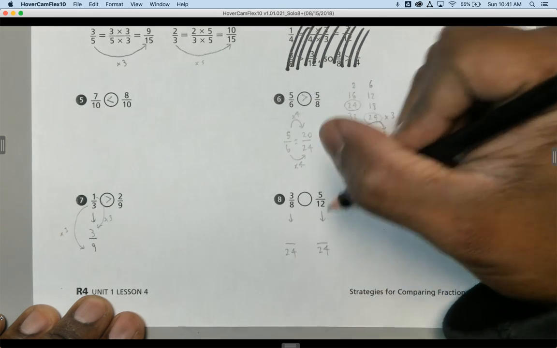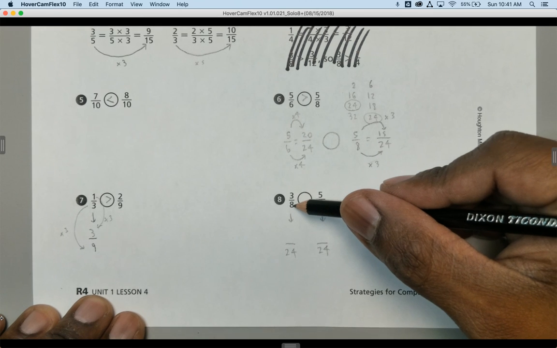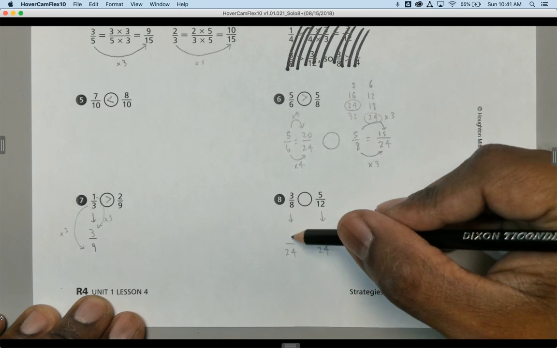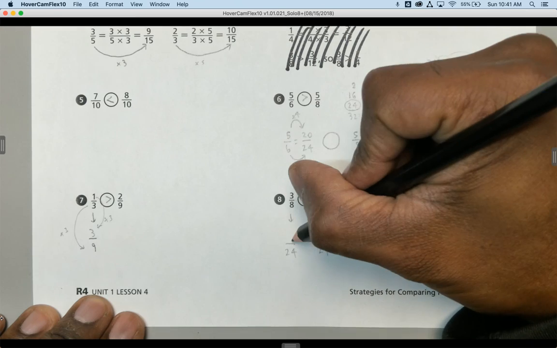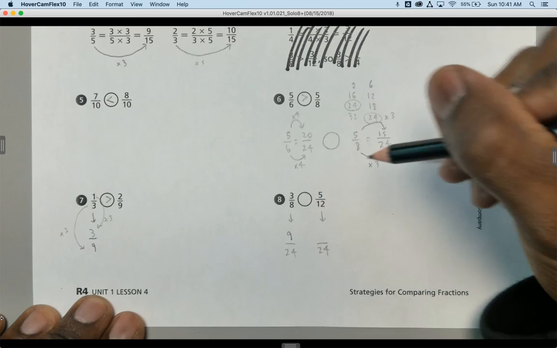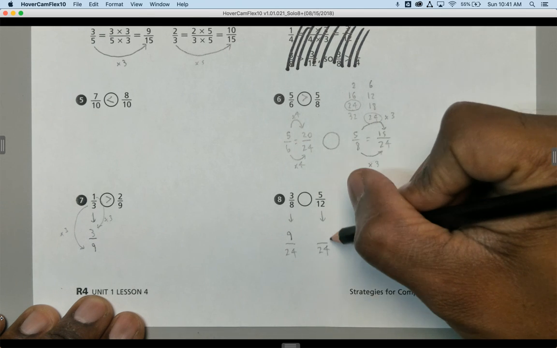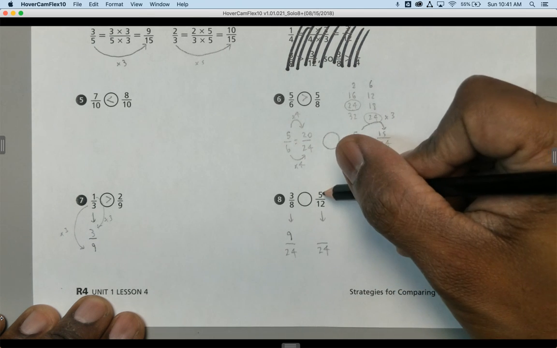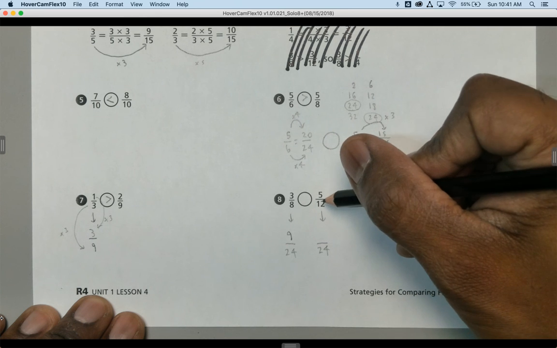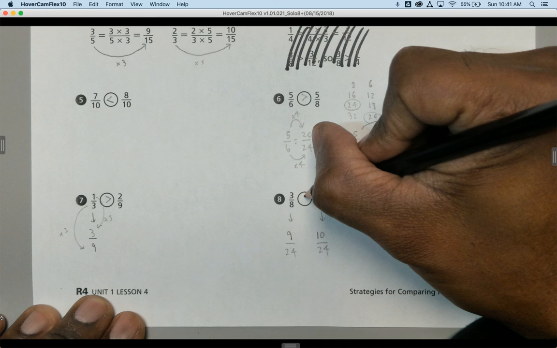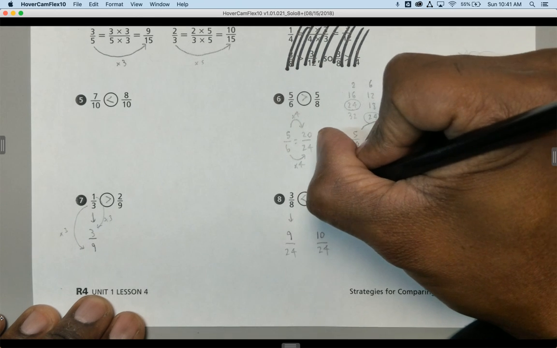On the left, what I do to the bottom, multiply by 3, I'm going to do to the top, multiply by 3. 3 times 3 becomes 9. 3/8 gets rewritten as 9 over 24. Over here on the right, what I do to the bottom, multiply by 2, I must do to the top, multiply by 2. 5 times 2 gets me 10. Therefore, 3/8 is slightly less than 5/12.